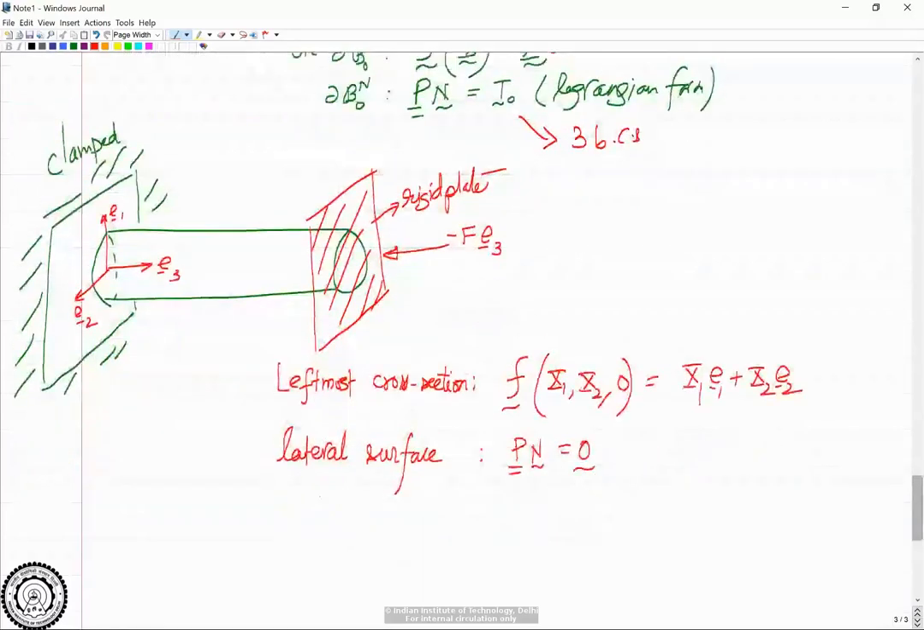Then comes the rightmost cross section. This is the most tricky part. Now, can you tell me what is the boundary condition for the rightmost cross section?